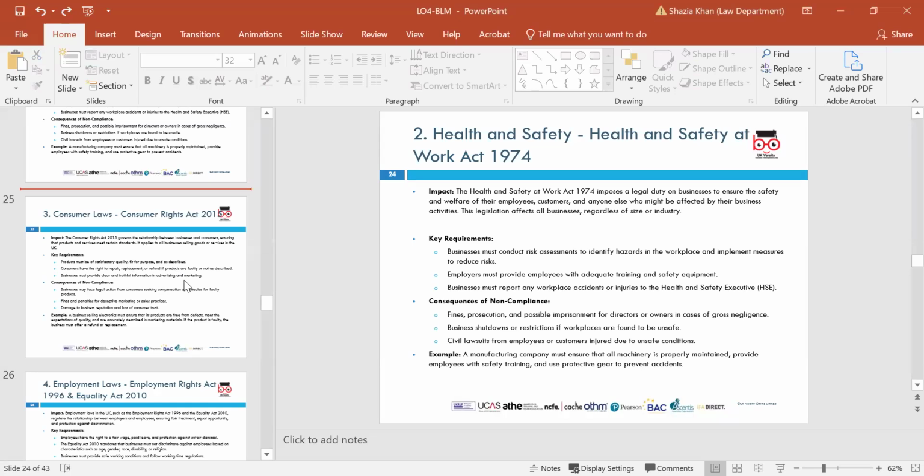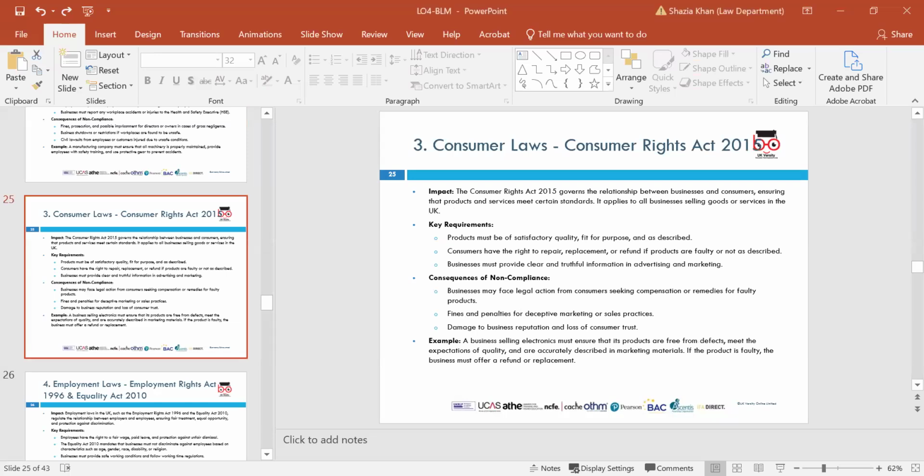So the next one is consumer laws, which again, another important element. The term consumer law refers to any piece of government legislation designed to protect consumers from poor quality products and poor business practices. In the UK, there are several pieces of legislation that form the consumer rights, as we mentioned earlier as well: the Consumer Rights Act 2015, Consumer Protection Act 1987, and Trade Descriptions Act.